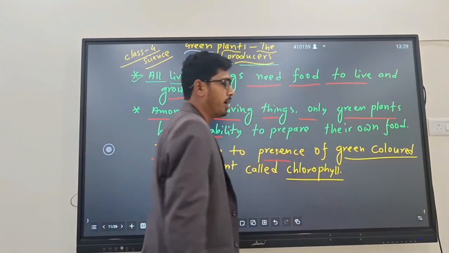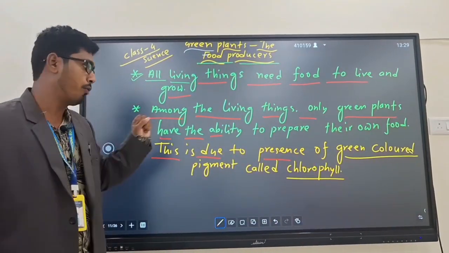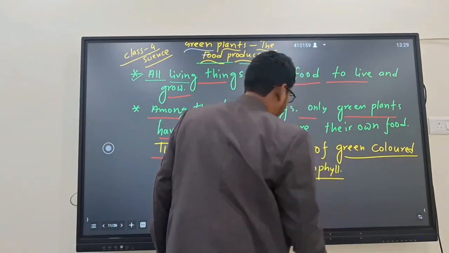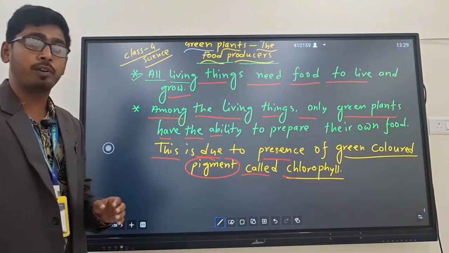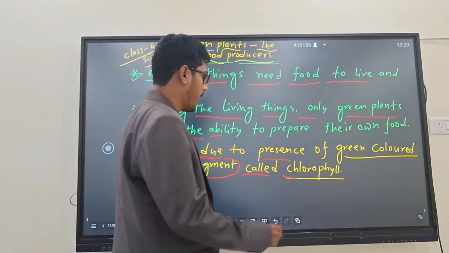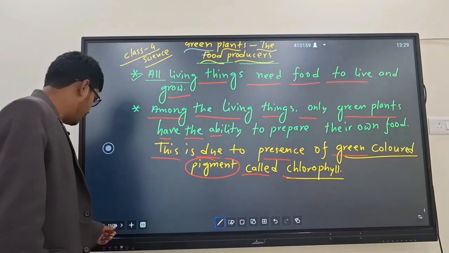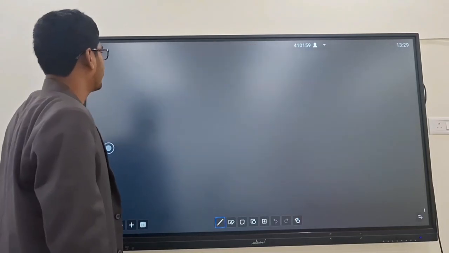This is due to the presence of the green color pigment, chlorophyll. The green color pigment is chlorophyll. So in your exam, if you are asked what the color of chlorophyll is, then you can mark green color. Now we move to the next slide.